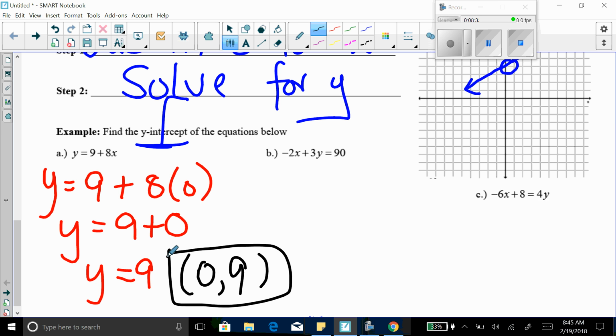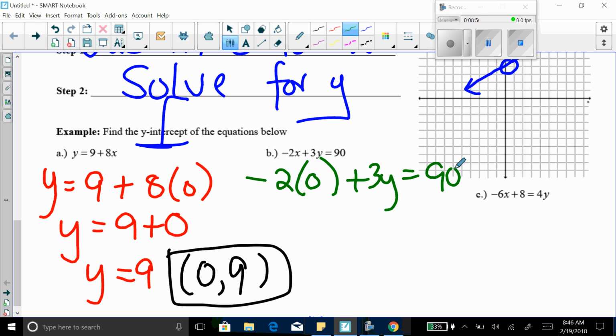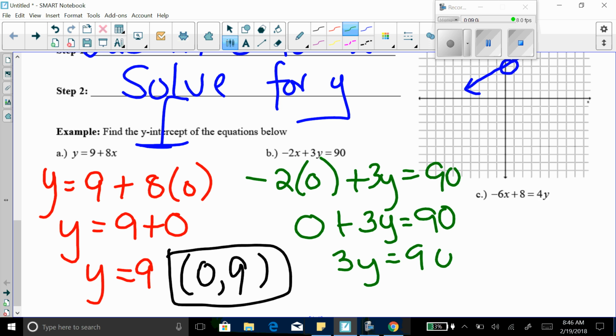So when we're together, you're going to turn off the video and try C on your own. So determine the y-intercept for this equation. Well, let's get rid of the x. So I'm going to substitute in 0 for x and solve for y. Well, negative 2 times 0 is 0. So 0 plus 3y equals 90. I don't really have to write the 0 there. So I have 3y equals 90, divided by 3, divided by 3. Y equals 30.